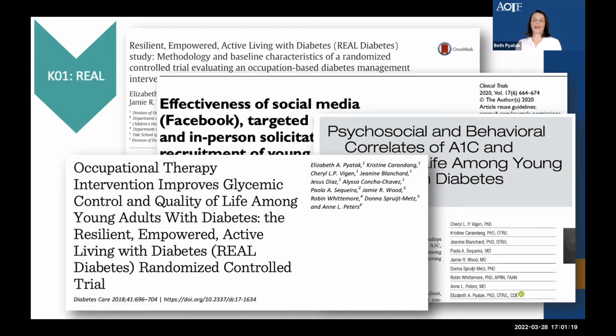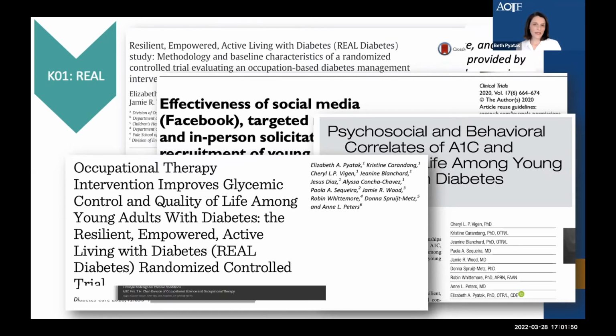So we did find that occupational therapy improved both glycemic control, so that's blood sugar levels, which are predictive of longer term complications of diabetes, such as blindness, kidney failure, and also quality of life. So I was really excited to have this evidence of both a physical health benefit and a psychosocial or lived experience benefit from the intervention that I had created based on lifestyle redesign.